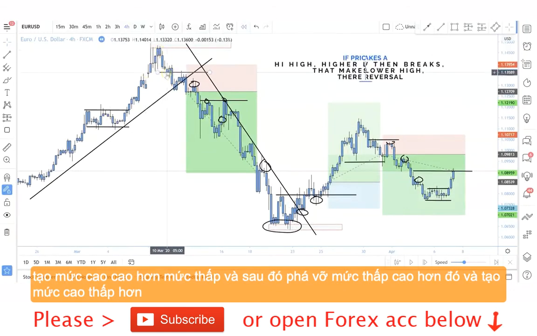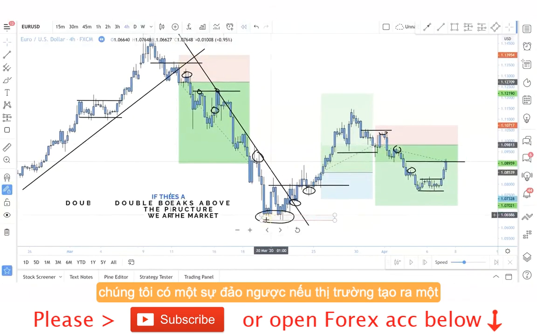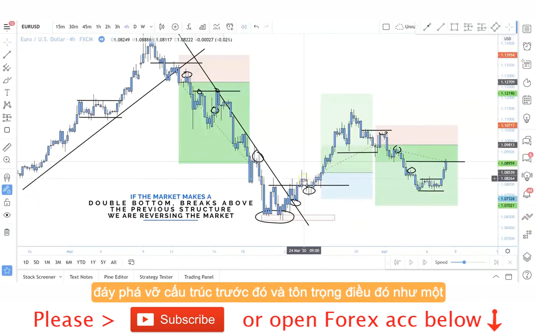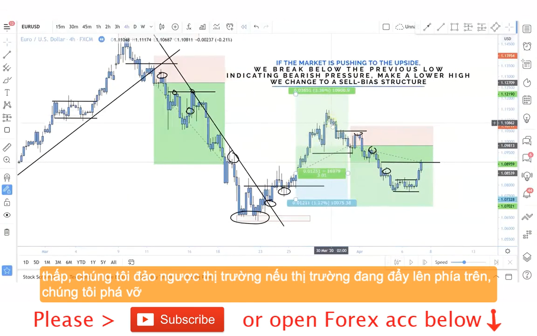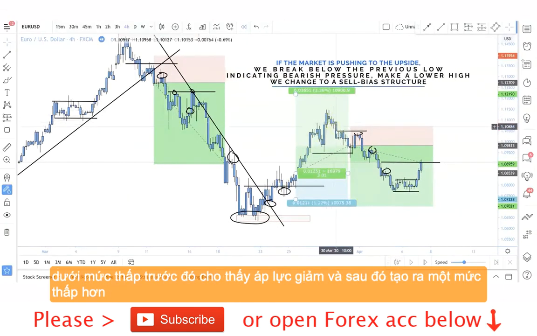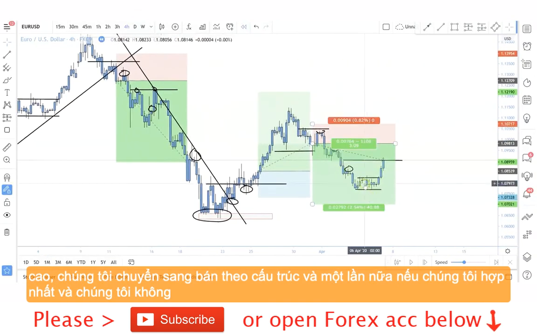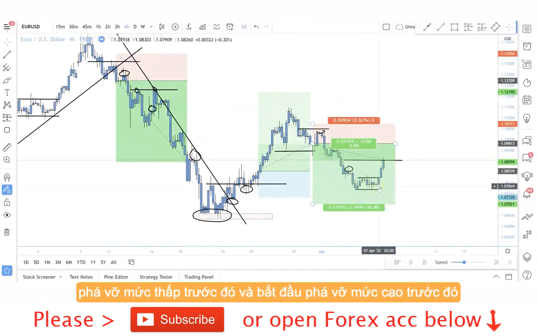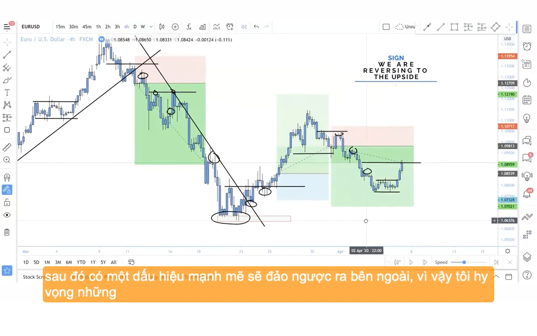Price makes a high, higher low, and then breaks that higher low and makes a lower high, we have a reversal. If the market makes a double bottom, breaks above the previous structure and respects that as a higher low, we reverse in the market. If the market's pushing to the upside, we break below the previous low, indicating bearish pressure, and then make a lower high, we change to a sell by structure. And again, if we consolidate and we don't break the previous low and start breaking the previous highs, then there's a strong sign that we're reversing to the upside.